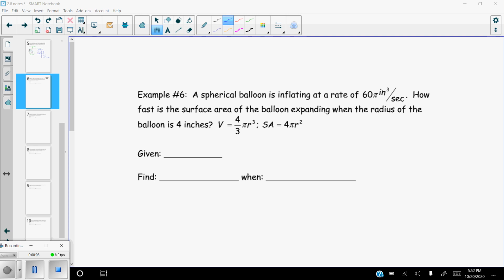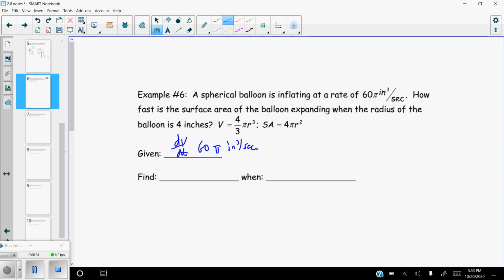So example number 6. A spherical balloon is inflating at a rate of 60 pi inches cubed per second. Inches cubed per second, that's a volume change. So let's go ahead and write that one down. dV over dt is 60 pi inches cubed per second.